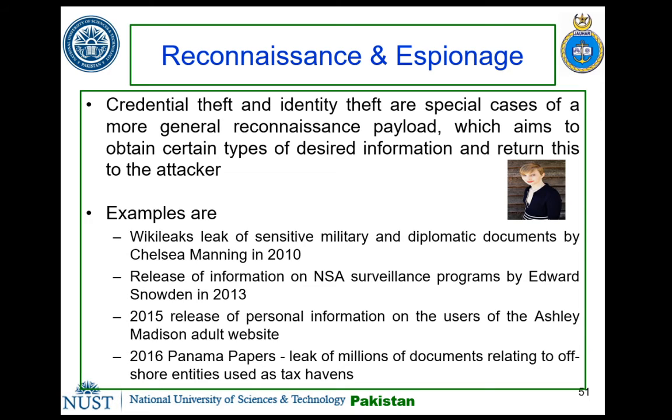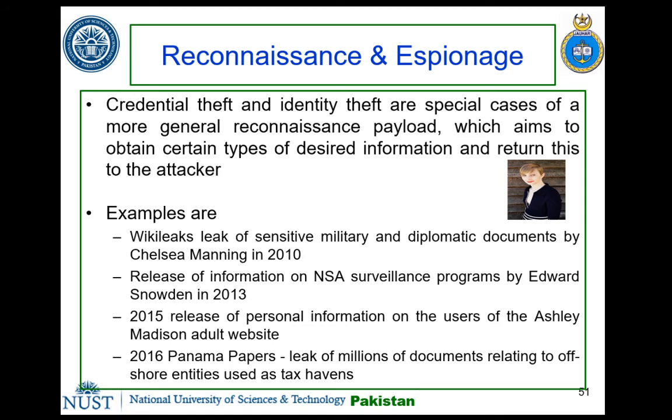Now coming on to reconnaissance and espionage. Credential theft and identity theft are special cases of a more general reconnaissance payload, which aims to obtain certain types of desired information and return this to the attacker. The examples are as flashed on the slide.